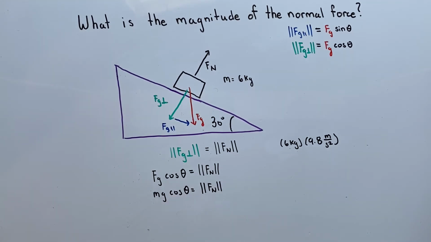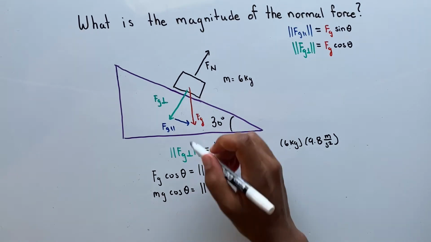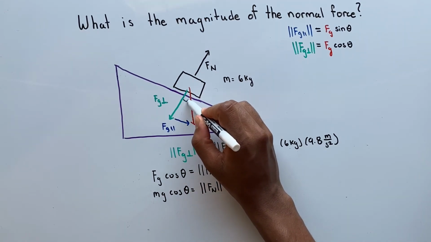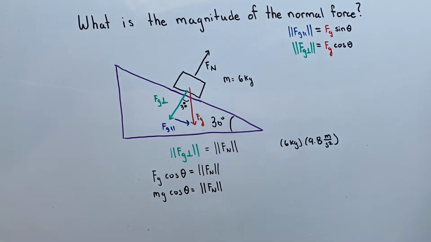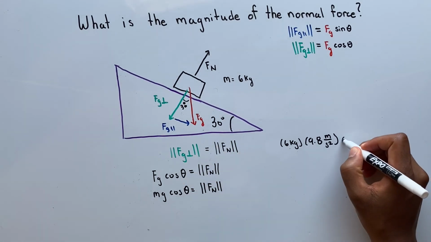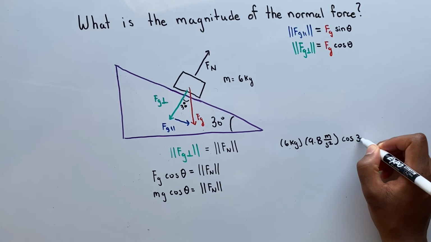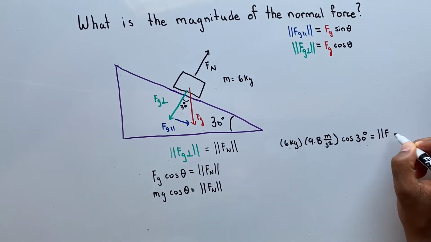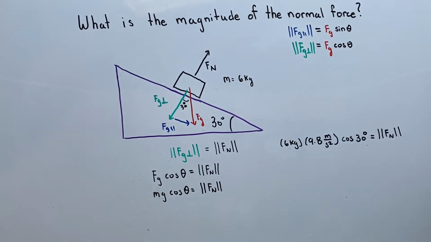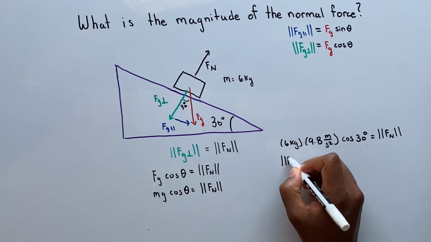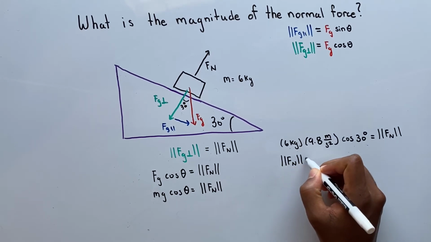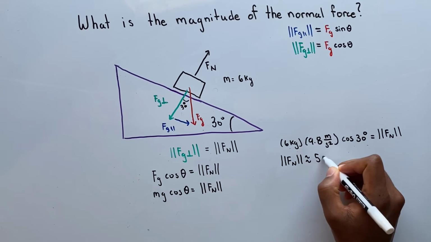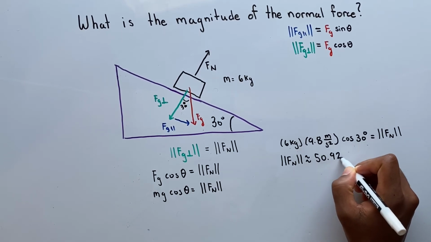And the angle that we're referring to is not necessarily this one, but this angle over here, which so happens to be equivalent to the angle of our elevation. So we have 6 times 9.8 times cosine of 30 degrees equals the magnitude of our normal force. And we get that the magnitude of our normal force is approximately 50.92 newtons.